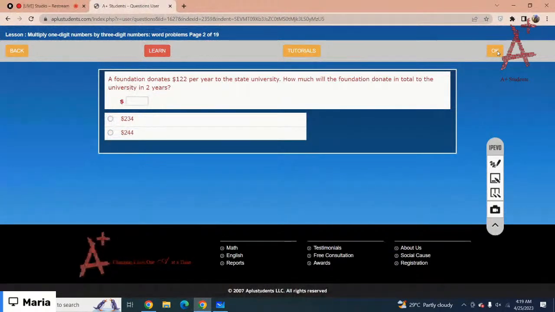The next one: a foundation donates $122 per year to the state university. How much will the foundation donate in total to the university in 2 years? You need to calculate the total amount they donate in 2 years. Each year they donate $122. So basically you need to do 122 times 2.